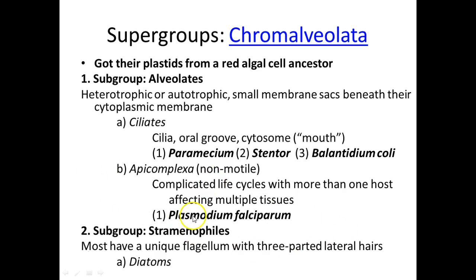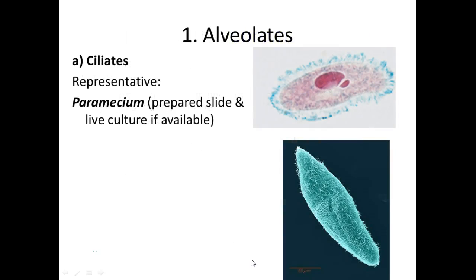Malaria. This one causes malaria, transmitted by mosquitoes. Thankfully, we don't have this particular protozoa here in the United States. At one time they did, right? But we don't anymore. And then we have our diatoms. Most have a unique flagellum with 3-part lateral hairs, right? So these guys are motile as well.